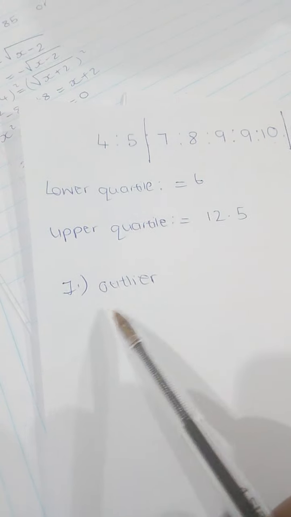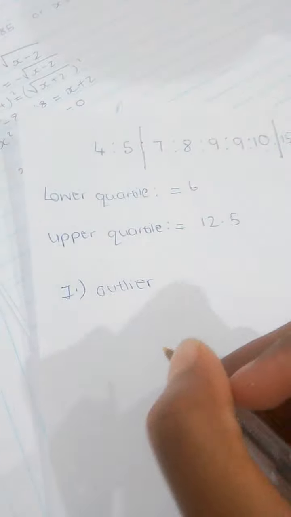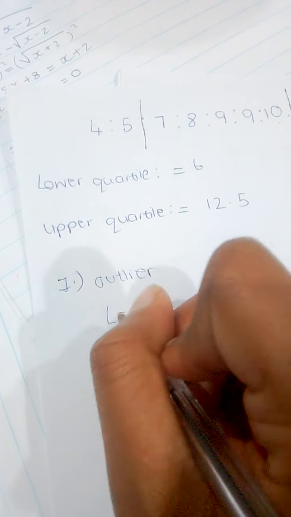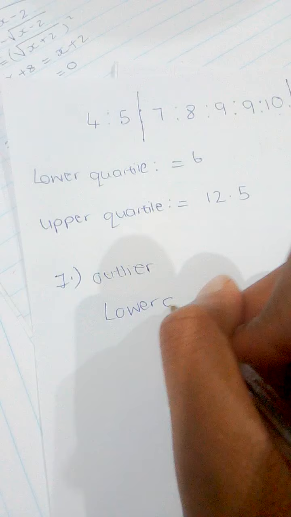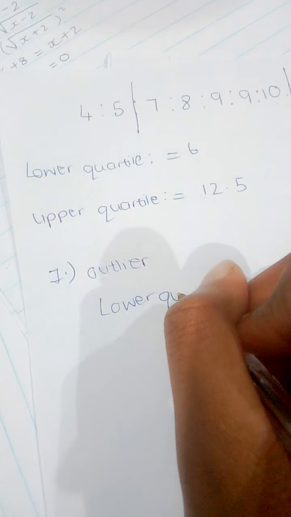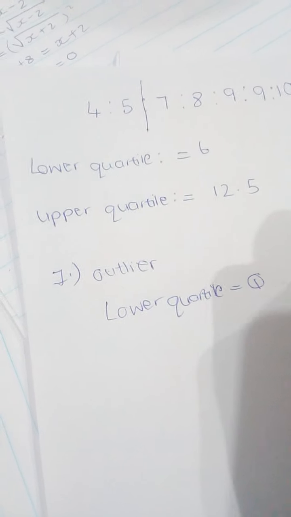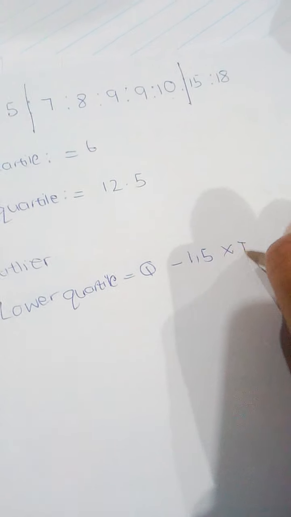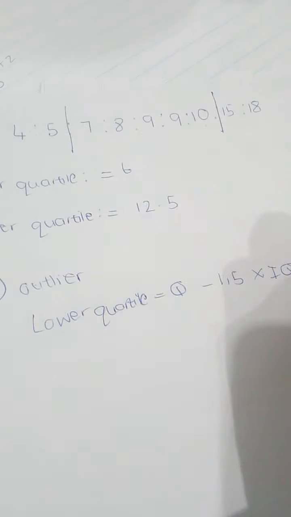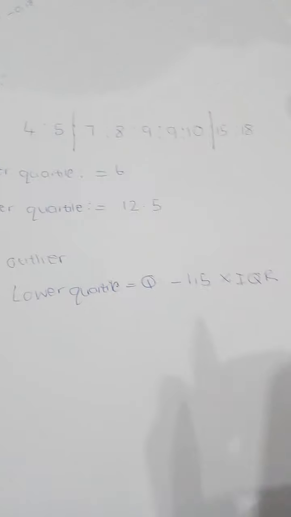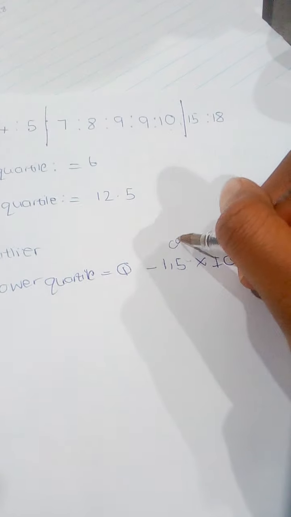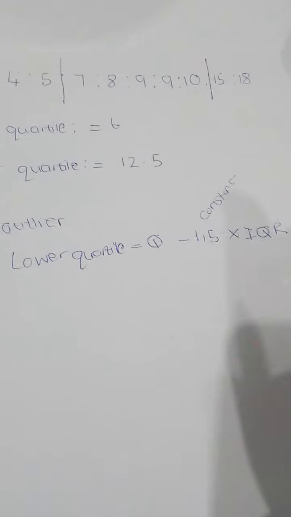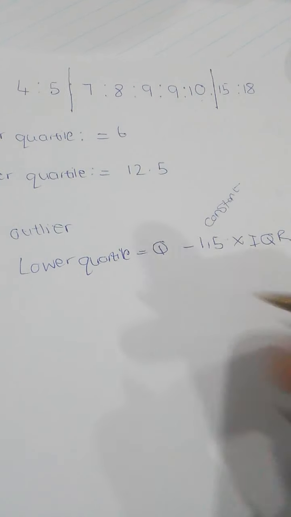And then now, in order for you to calculate the outlier, you say the lower limit is equal to Q1 minus 1,5 times the interquartile range. So this 1,5 here is a constant, right? You always use it, it is always there, it's a constant. So basically here, you're just going to substitute your values.